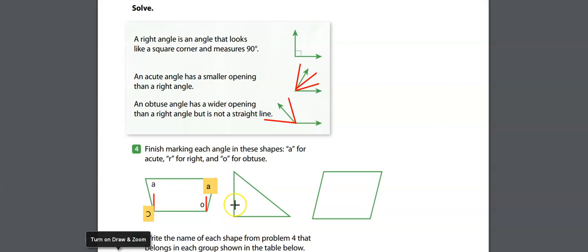So I see right here that I have a 90-degree angle, and it looks just like my example right here. So this angle would be a right angle. So I would put an R in that corner because this is a right angle.